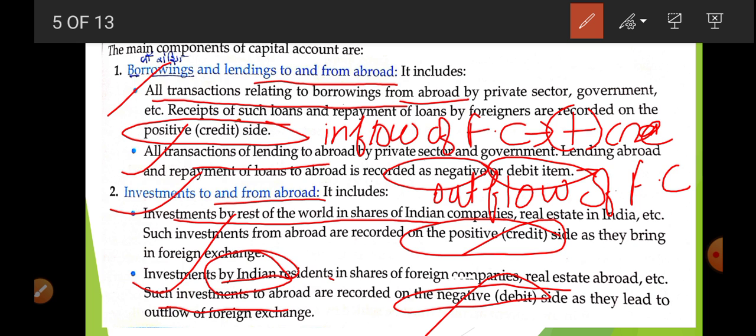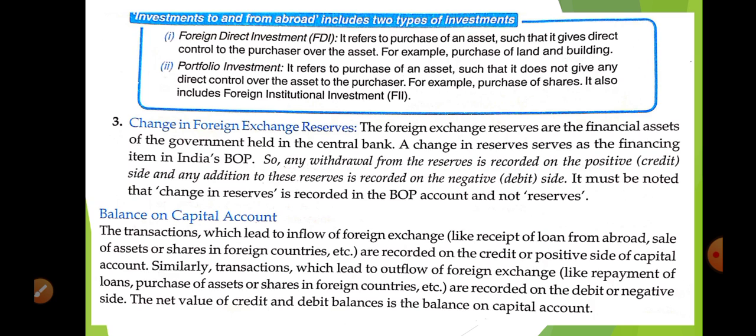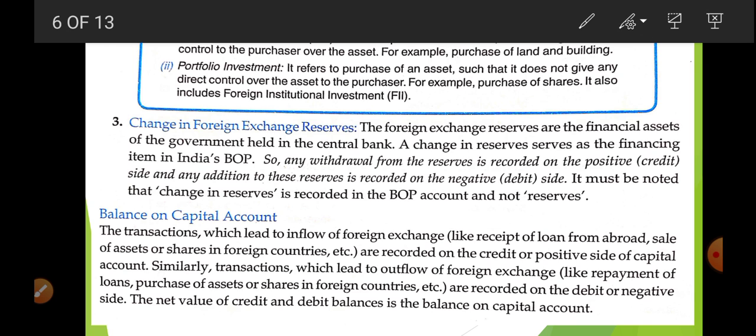Now here you have to understand that there are two types of investment. First is foreign direct investment, and next is portfolio investment. Portfolio investment is also known as FII. So this is very important.